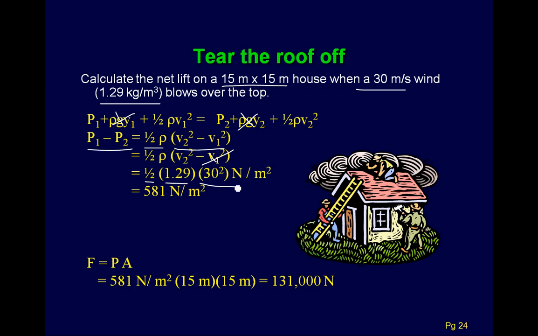If you get a really big wind, and we drew a picture of your roof, there's a really big wind on the top, so really big velocity, which means the pressure on the top is less. And so there can actually be a force that tears your roof off.